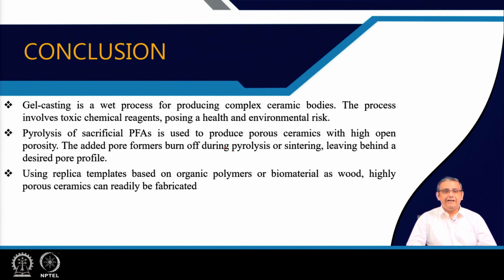The third technique we learned, actually 2 techniques we learned. One was the replica template, where we learned about polymer foams or polymer sponges, which are used for fabricating open porous ceramics with a large range of porosity. And next we learned about the biomimetic ceramics, where wood was shown to be a very nice preform material, and after its pyrolysis and subsequent infiltration, the wood can be transformed into a very nice porous ceramic, again with a very unique microstructure, and it is also possible to fabricate graded morphology and also anisotropic morphology.